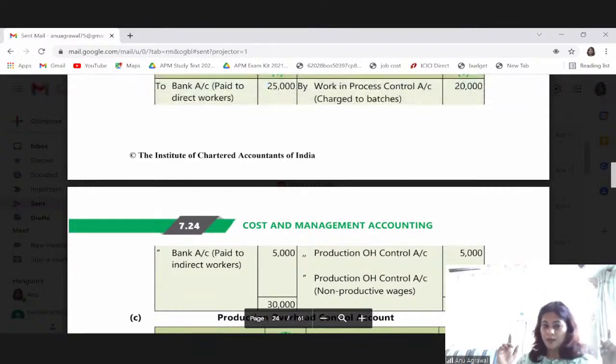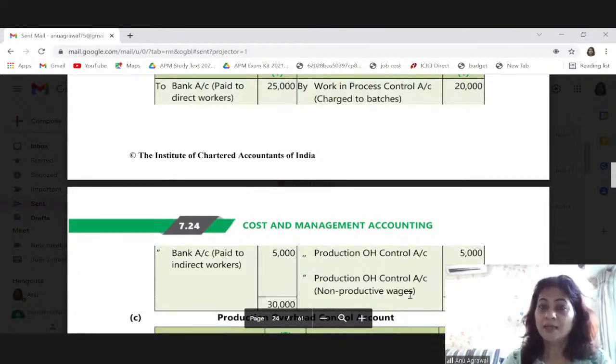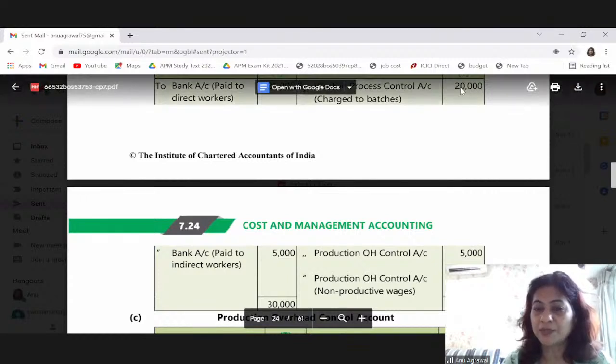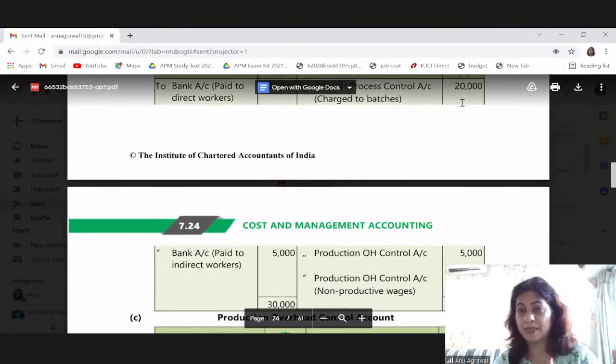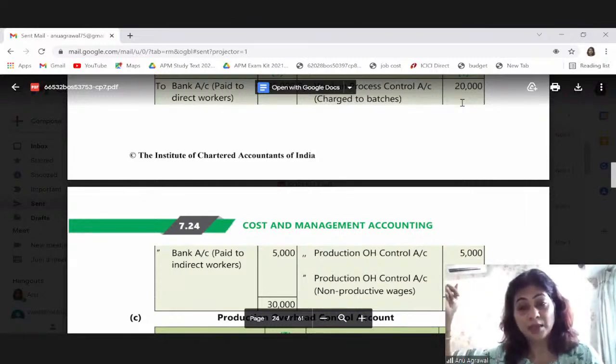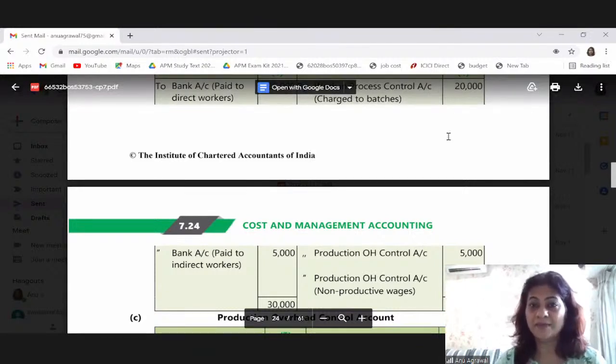Right? Here, what did I say? In employee cost, if you remember, it was very clear: for direct workers, if the idle time is acceptable, it goes into production. If the idle time is not acceptable, it goes into the costing P&L account, or we treat it as overheads. So what has ICAI done? I transferred this whole 25,000 to the WIP account. From the WIP account, I transferred 5,000 to the costing P&L account.